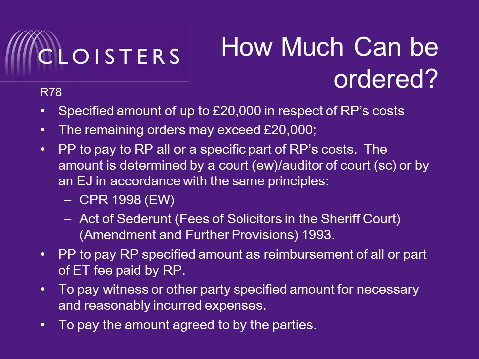The tribunal can order costs or expenses in respect of witnesses or another party. Again, remember that these amounts can exceed £20,000. They're unlikely to, but conceivably they might. And then finally, the tribunal is, of course, able to order the payment of the amount that's been agreed by the parties.